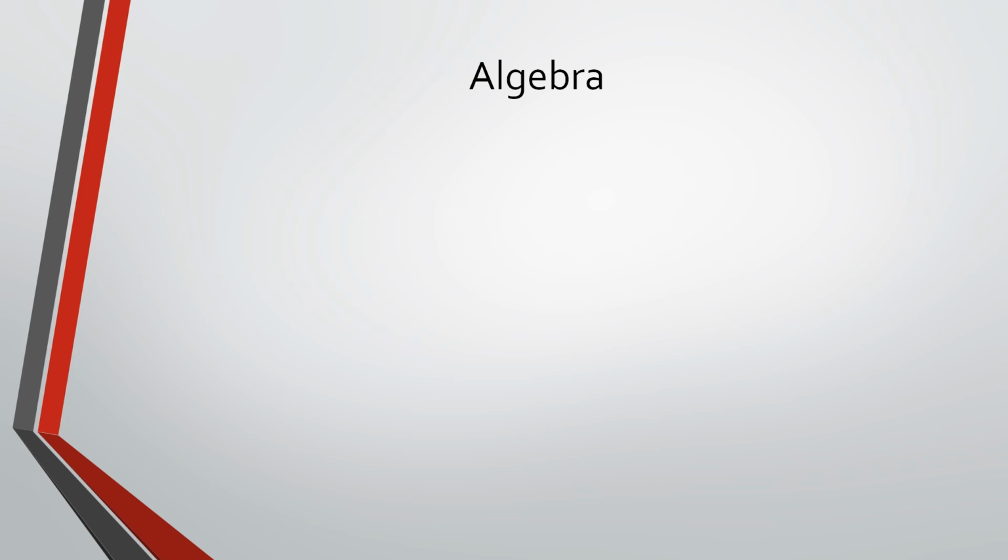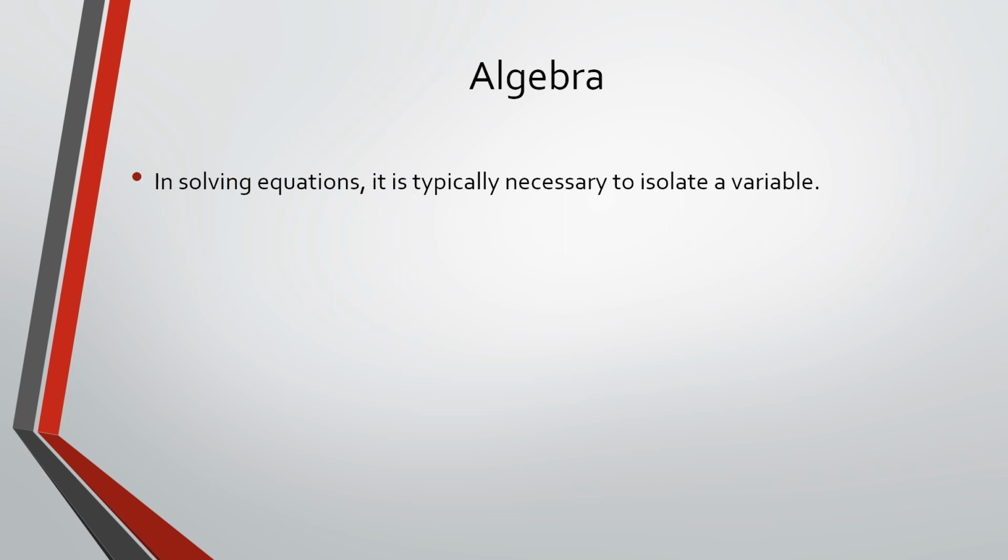Let's go ahead and talk about algebra now. So we talked about some basic mathematical rules that can be useful. Now we'll talk about some algebra. In solving equations, it is typically necessary to isolate a variable. So algebra is pretty much just isolating a variable of some sort.